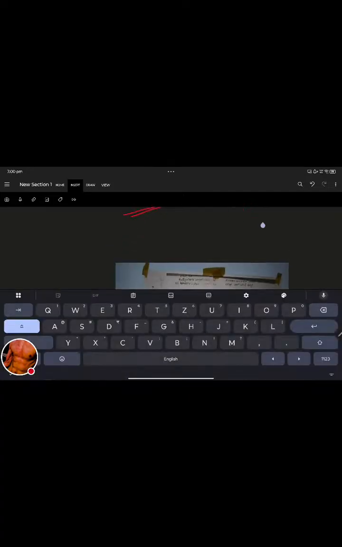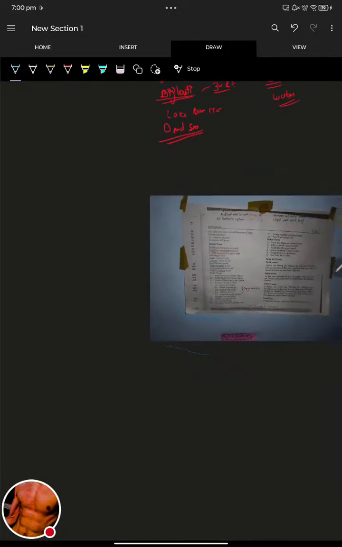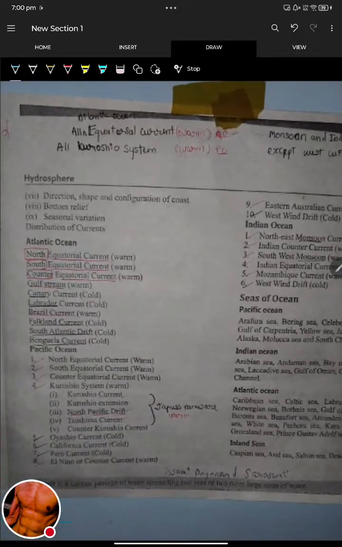This was on my wall. I have not studied this thing, and let's just study it again. Okay.